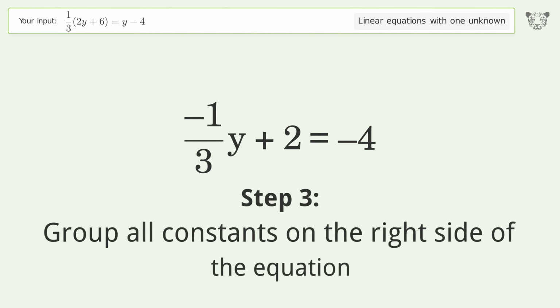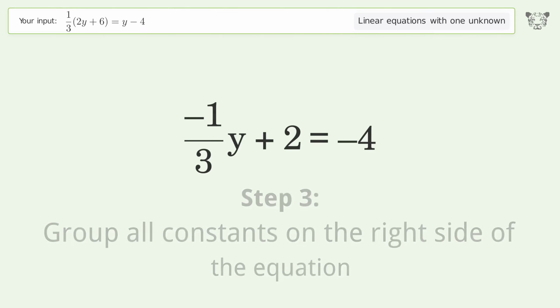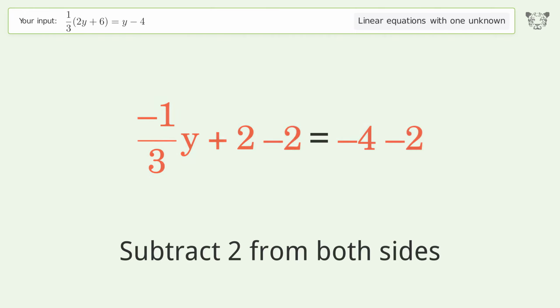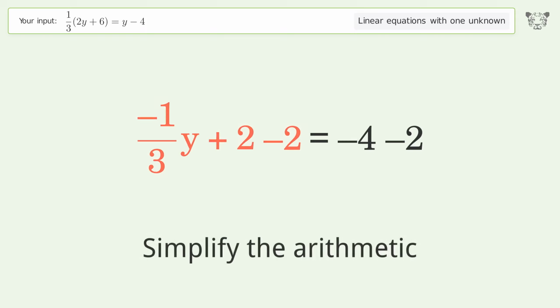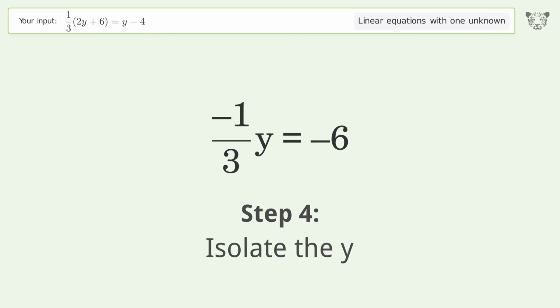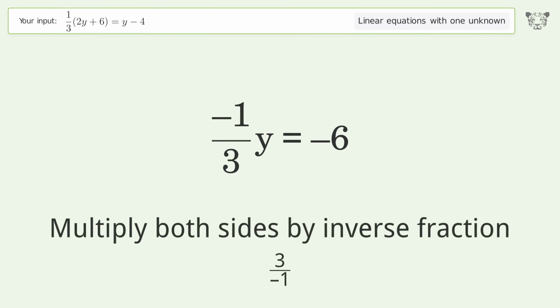Group all constants on the right side of the equation. Subtract 2 from both sides. Simplify the arithmetic. Isolate the y. Multiply both sides by inverse fraction 3 over -1.